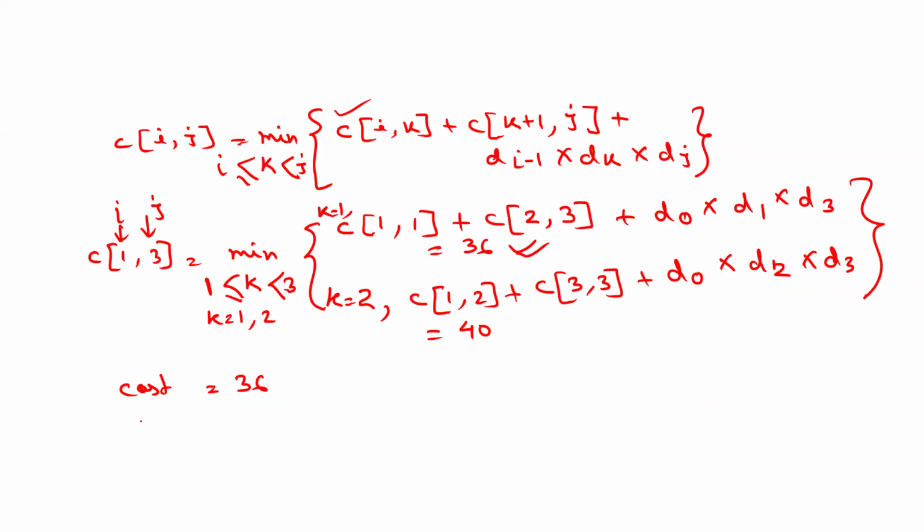And the parenthesization is: what is the solution, in which way? The solution is A1 cross A2 cross A3. So in this way, this is the formula of dynamic programming. By this formula, we can solve the problem with dynamic programming.